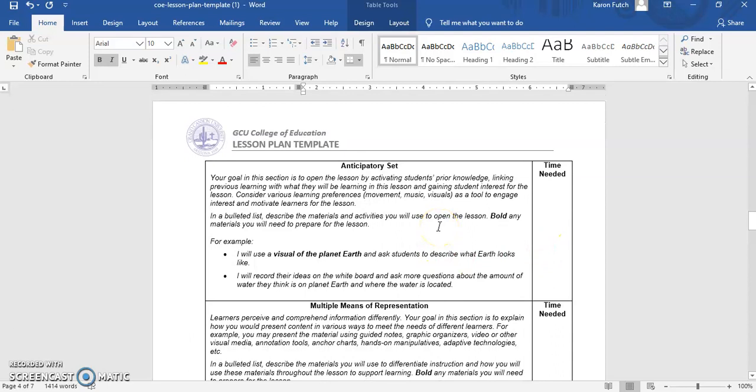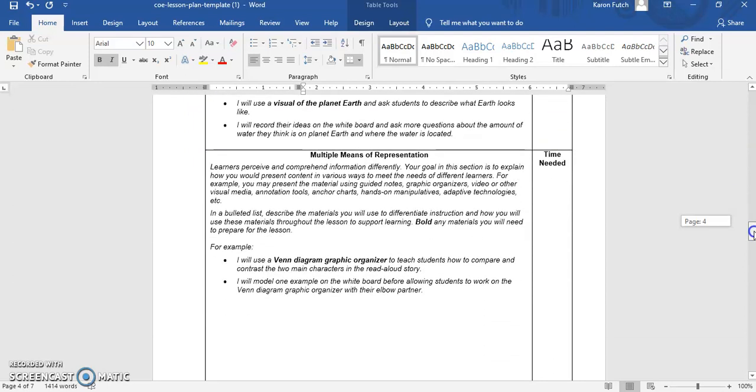Anticipatory set. A lot of people get this confused. The anticipatory set is something that you do to hook the students into the lesson. It could be that I might pass around a rubber duck and say, has anybody ever played with a rubber duck in the bathtub? Well, just wait till you hear what happens in this book. So that's just an example of how you would pull them into a lesson. The example they used had a visual of planet Earth and they asked students to describe what the Earth looks like. But it's just a little, small, simple something to get them pulled in.